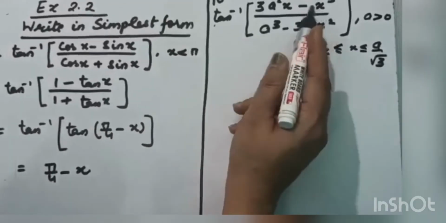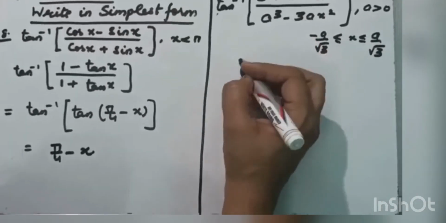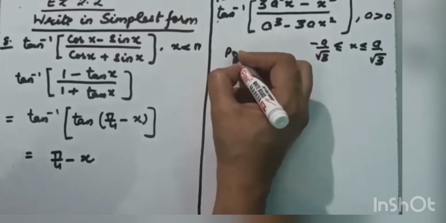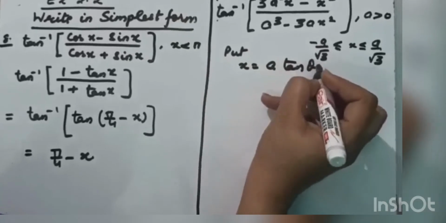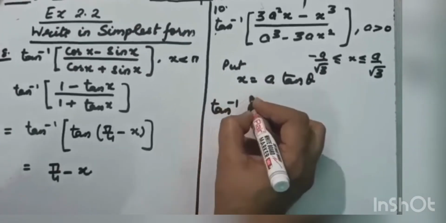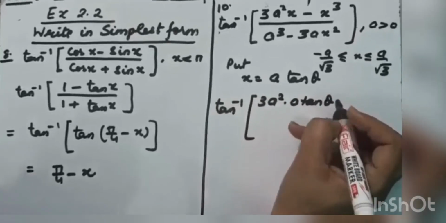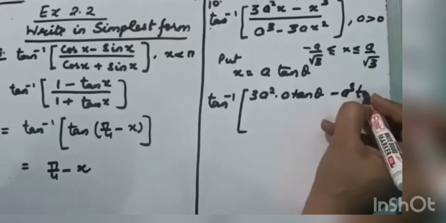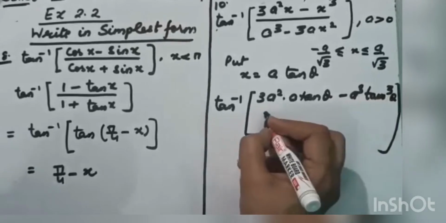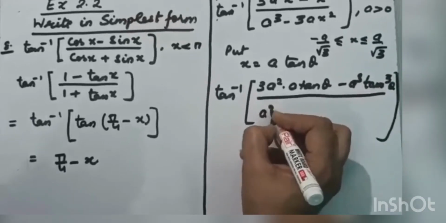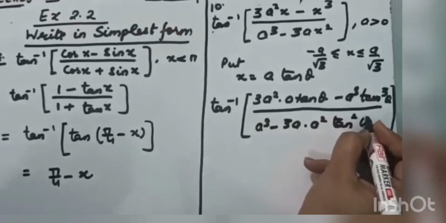Now next, question number 10 is, tan inverse, this expression we have to simplify. So again we try to convert this as a formula of tan. So we convert this as tan 3 theta. For this we need to put x equal to a tan theta. So it becomes 3a square a tan theta minus a cube tan cube theta, bracket close, upon a cube minus 3a square tan square theta.